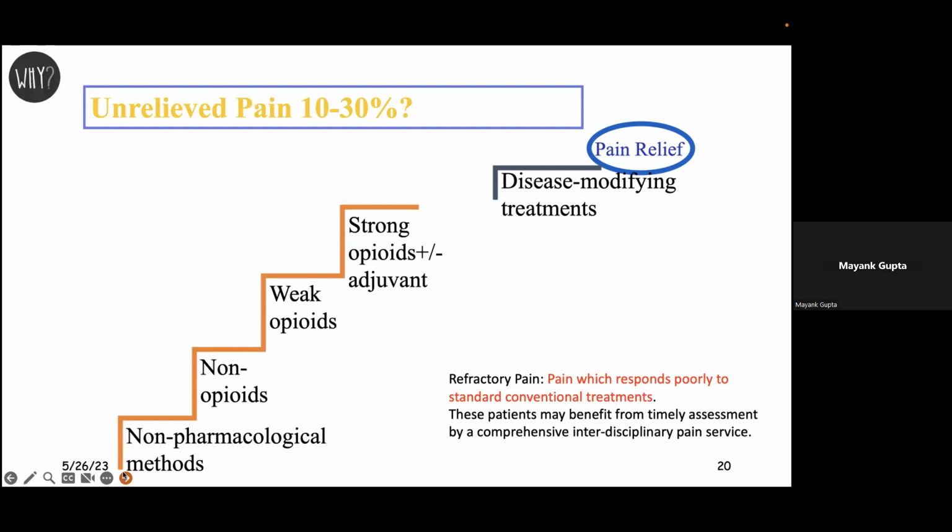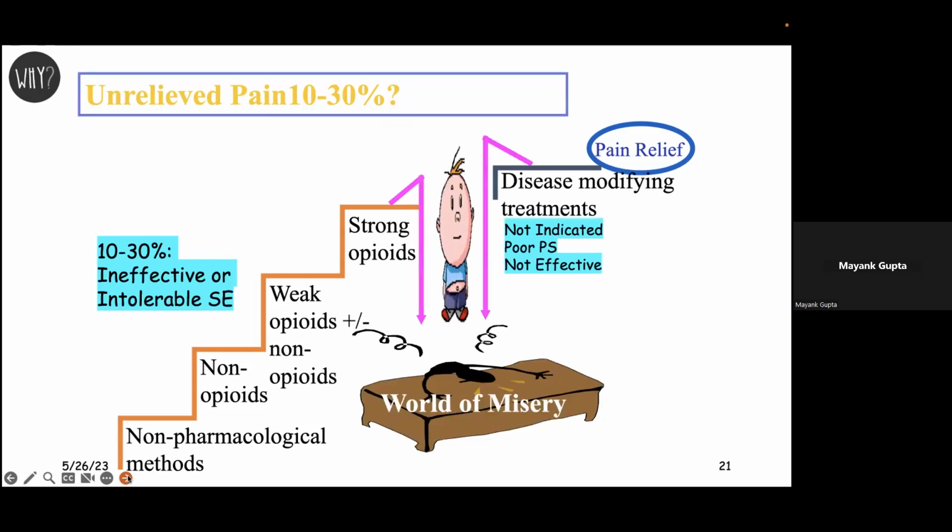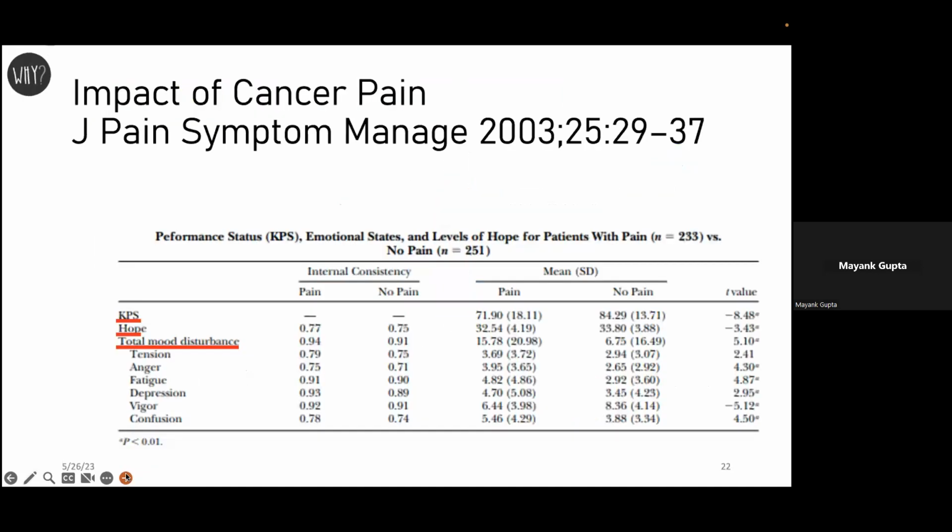So how do we manage pain when the WHO analgesic ladder or the conventional analgesics are not very effective, and the disease is not amenable to disease-modifying treatment? So far, these patients used to suffer in pain, and the doses of opioids used to be increased. The patients keep on having intolerable side effects.